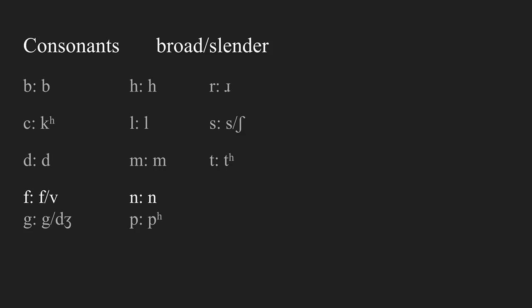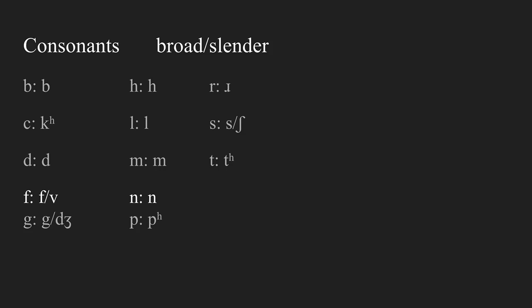So there's B, which is ba, C, which is ka, D, which is da, F, which is fa when broad, and va when slender, G, which is ga when broad, and ja when slender. There's H, which is ha, L is la, M is ma, N is na, P is pa, R is ra, S is sa when broad, and sha when slender. Then there's T, ta.